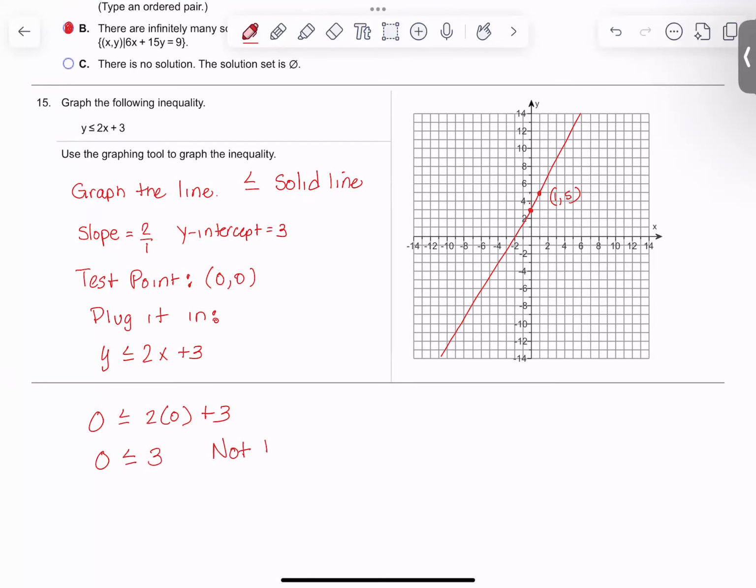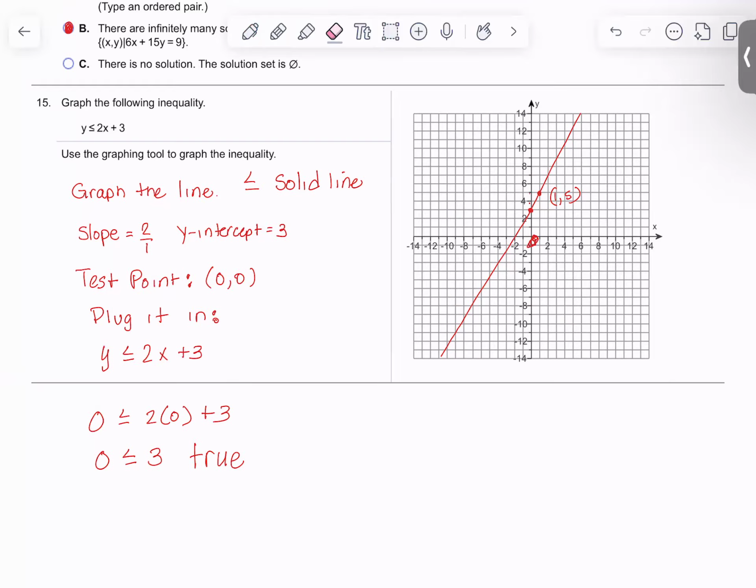Oh, wait a minute. That is true. 0 is less than 3. Yes, it is. And since 0 is less than 3, 0 is in the solution of this inequality.